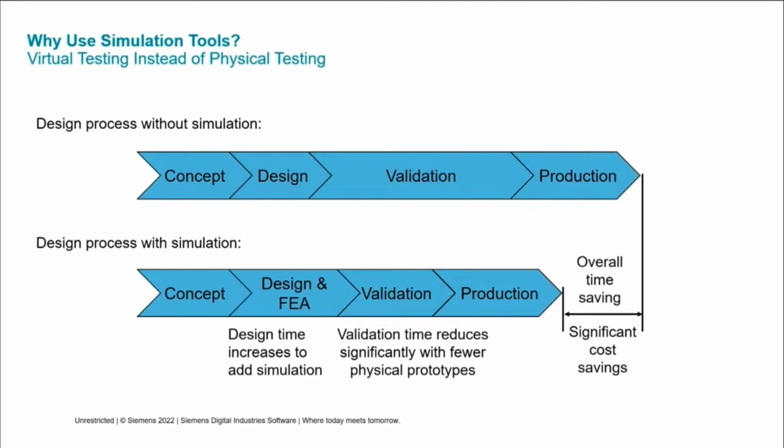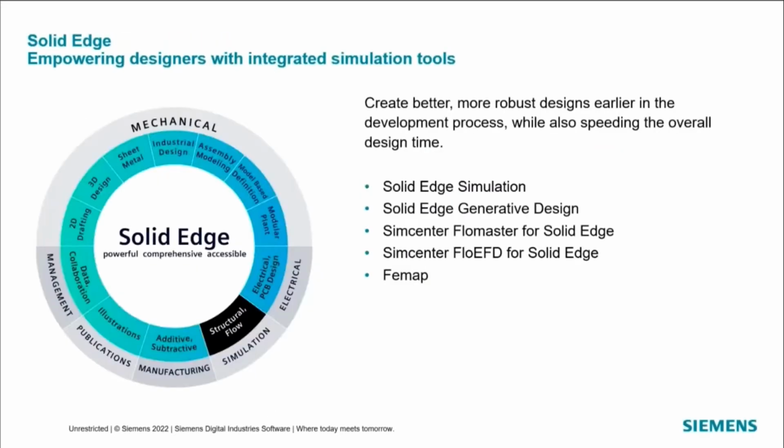Overall, with a much shorter design process, more time is available to allow design variations to be investigated, which promotes innovation. Simulation is no longer just a performance validation tool. But simulation is becoming an organic part of the product development process throughout concept and design. Simulation is helping designers create better, more robust designs earlier in the development process, while also speeding the overall time it takes to release a design, meaning faster time to the market.